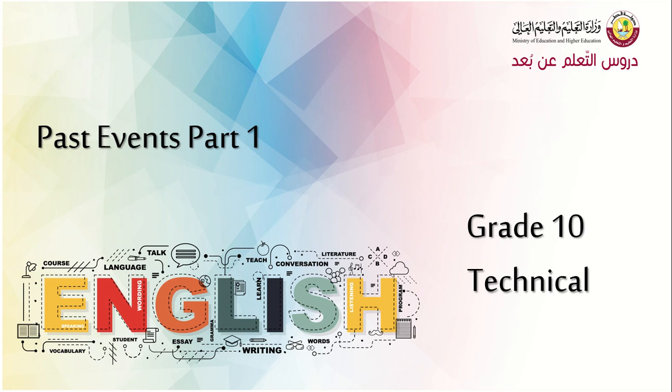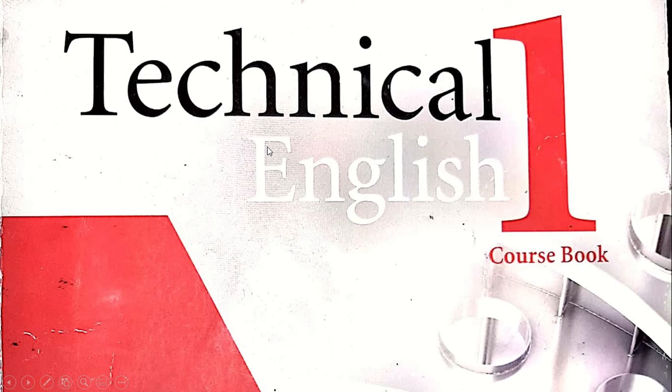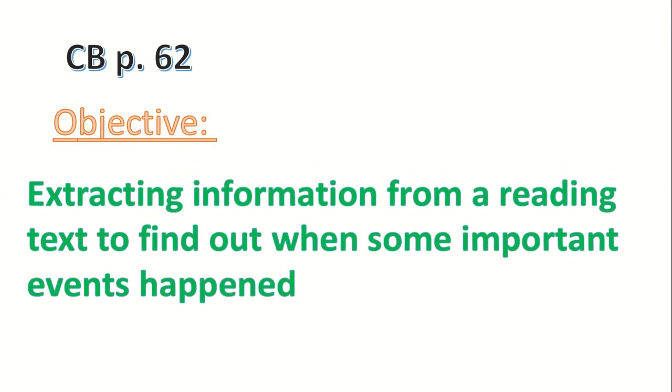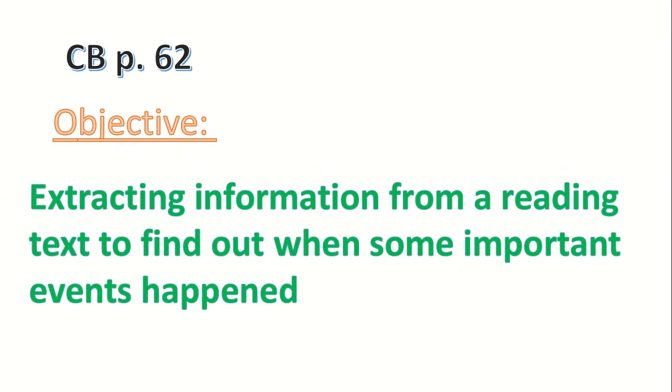Today is our third lesson this week. The title of the lesson is Past Events Part 1, and it is in our Technical English 1 course book. To study this lesson, you have to go to the course book page 62. And the objective of our lesson today is extracting information from a reading text to find out when some important events happened. نص قراءة بنطلع منه معلومات ومنها بنعرف تواريخ بعض الأحداث المهمة.